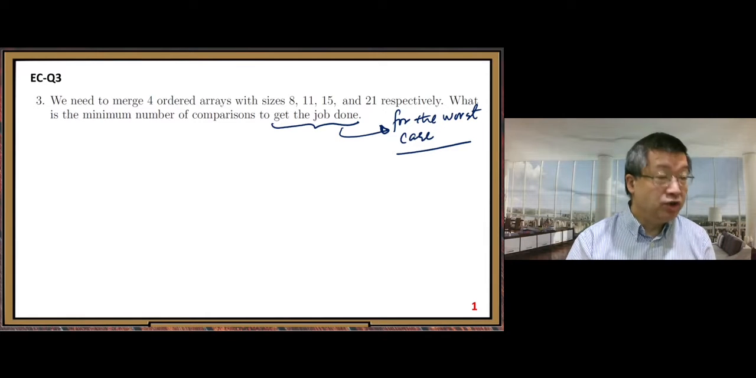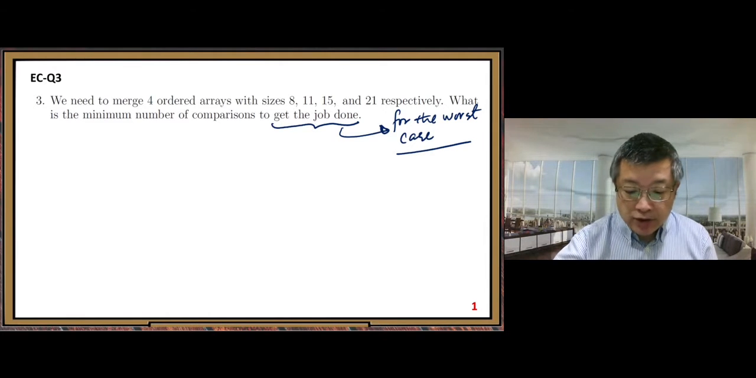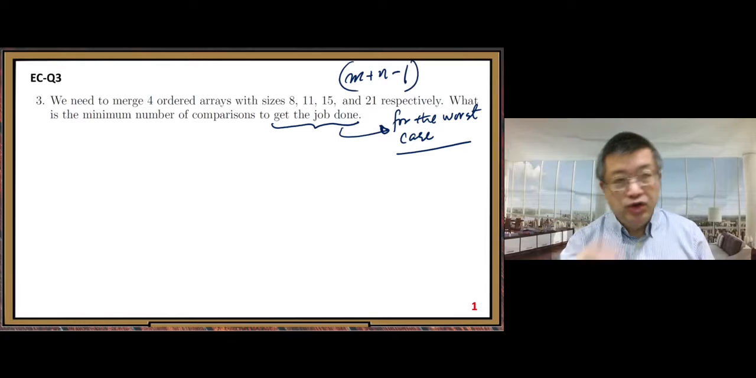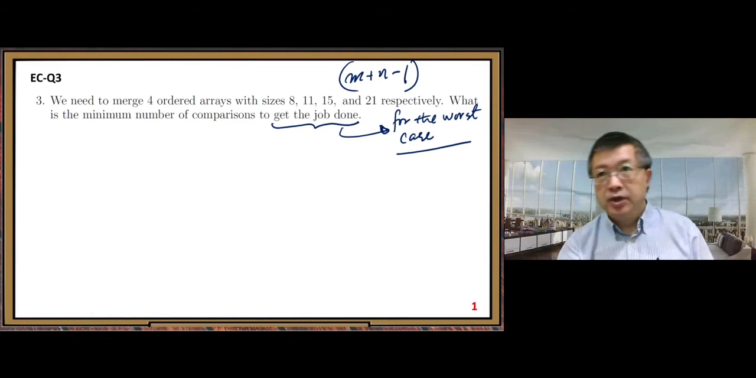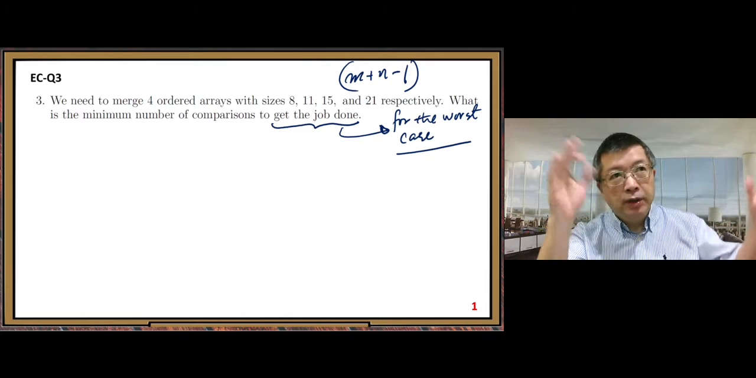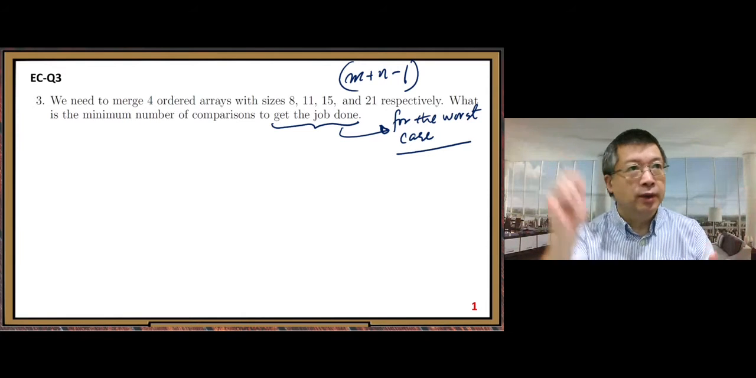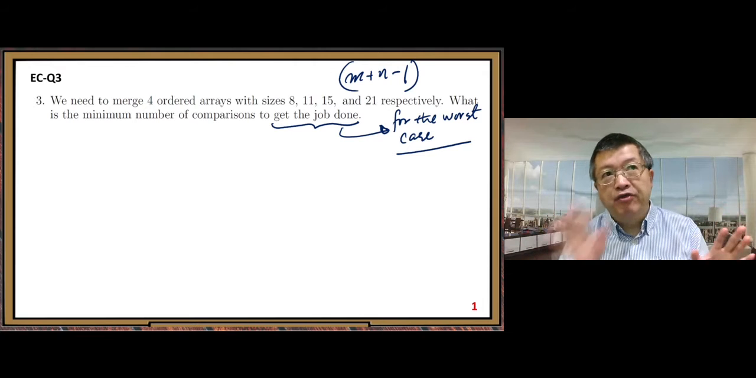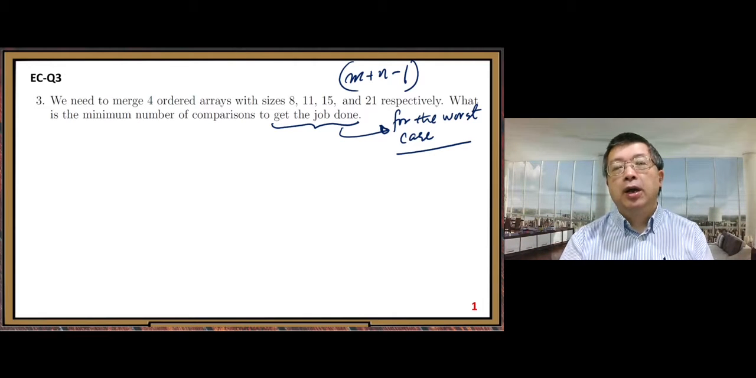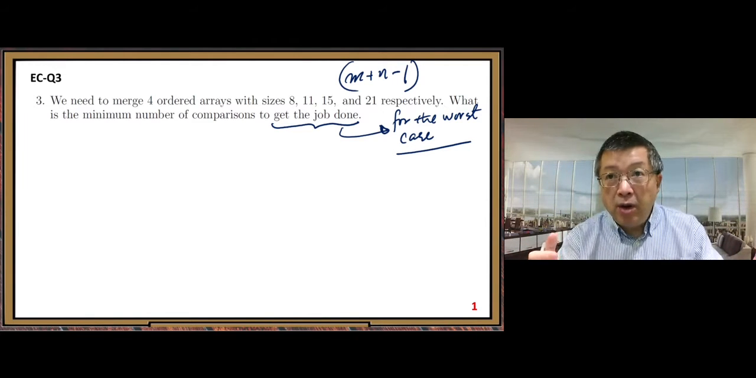Merge operation, worst case, right? Still, we used that before: n plus n minus 1. Merge two ordered arrays with total number of elements n, the worst case is n minus 1 comparisons. All right. But here, the hard part is you have 4 ordered arrays. You have many different ways to do the merge, right? Can you exhaust all the possible ways?